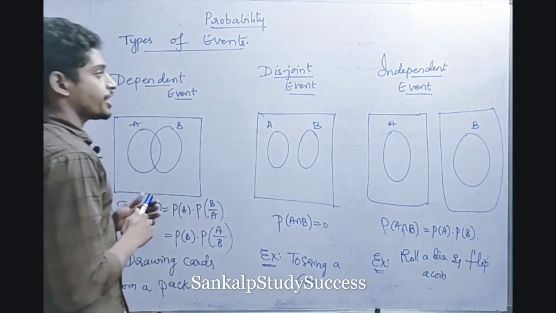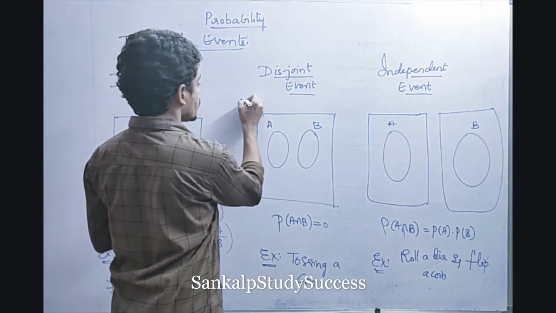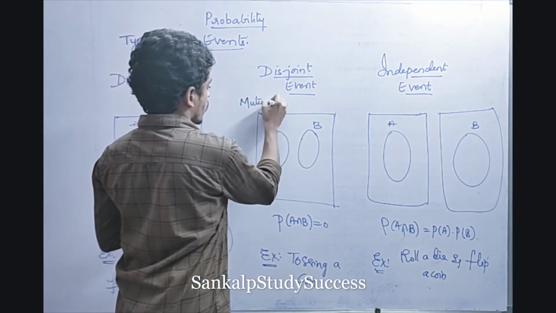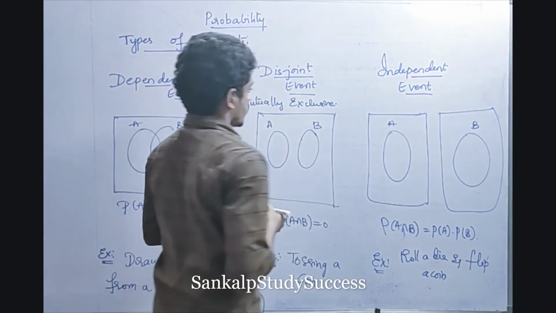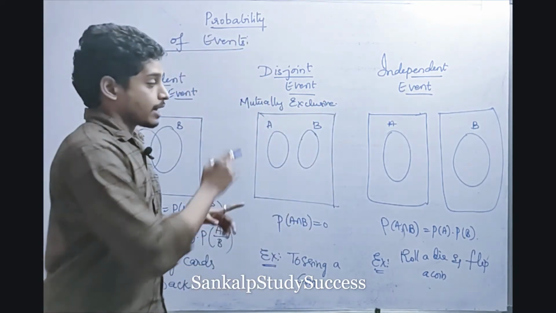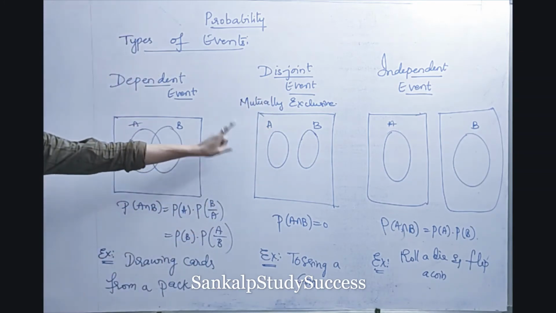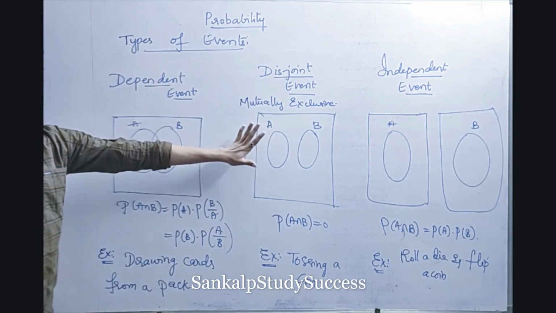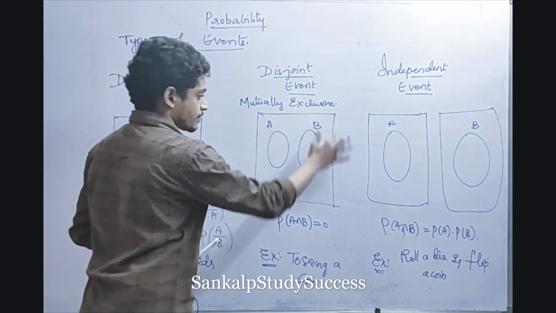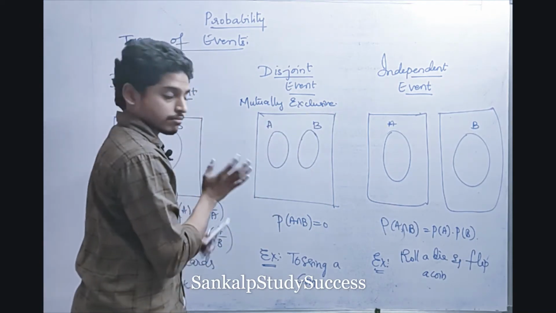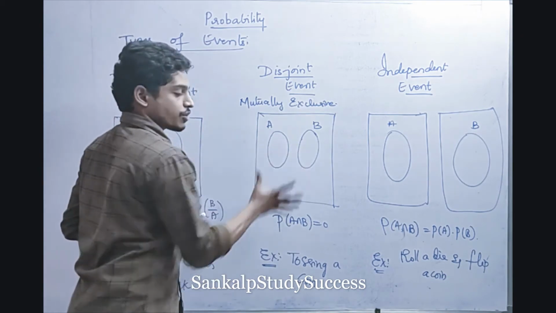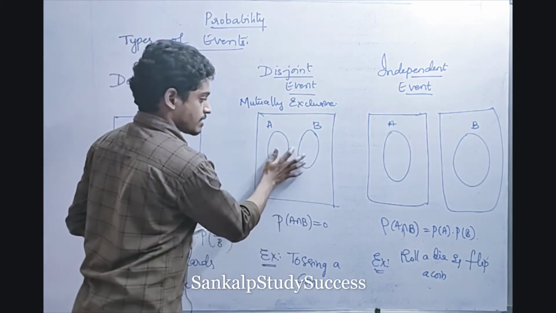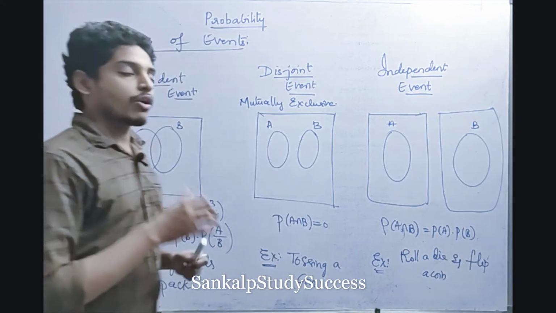Next, disjoint event. Disjoint event is also called a mutually exclusive event. Here, occurrence of one event prevents the happening of the other event in the same trial. Suppose, for example, there is no association here, so there is a disjoint here. They both belong to the same trial only, but are disjoint. That means P of A intersection B is equal to 0. Fine. Tossing a coin is the example, friends.